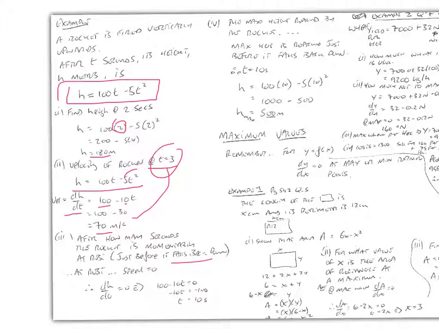Okay, but at rest the speed is 0, so dh/dt must be equal to 0. So that means 100 minus 10t is equal to 0. t is equal to 10 seconds.